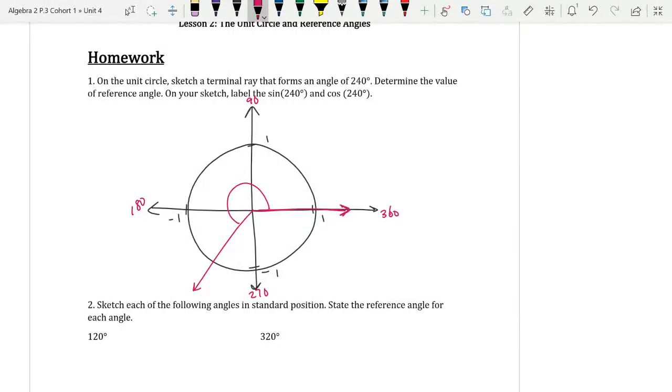Now in class we went over how we can find the reference angles in each quadrant. In quadrant 3, the reference angle is equal to the angle minus 180. So the given angle that we have here is 240. This is my theta. So the reference angle is 240 minus 180. So the reference angle is 60 degrees. I can label that in my picture. That's this little angle here.